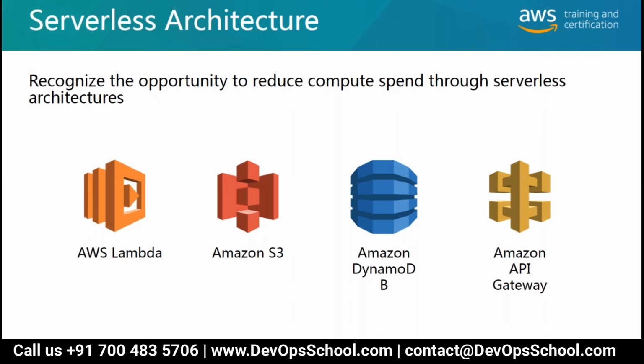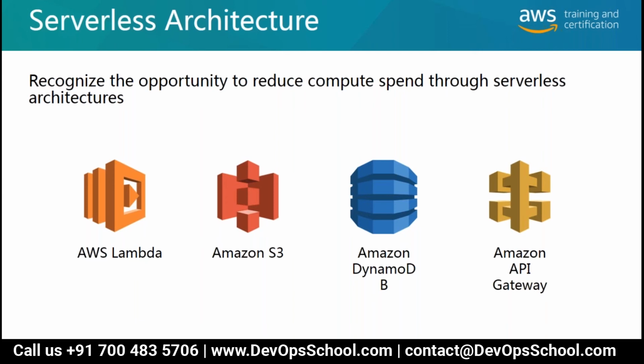So with Lambda, you can run code for virtually any type of application or any backend with no administration. Just upload your code and Lambda will take care of everything required for running your application and scaling it, to give you any amount of scale and provide you high availability, because it is a fully managed service by AWS. So you can set up code to be automatically triggered from other AWS services also. So your Lambda can be triggered by other services also.